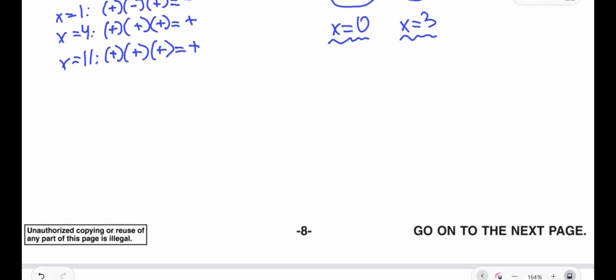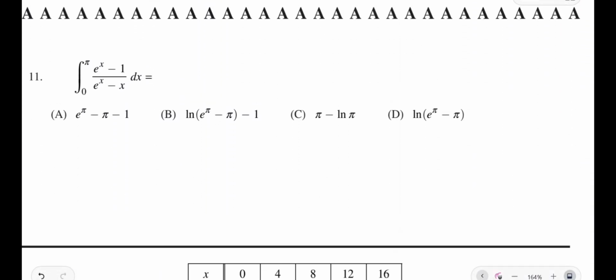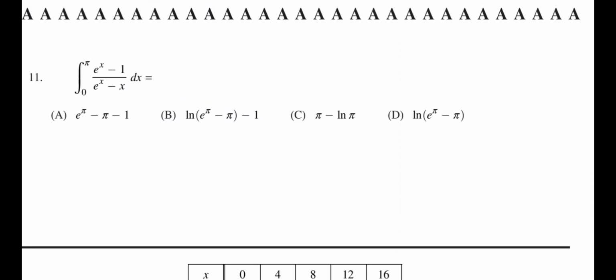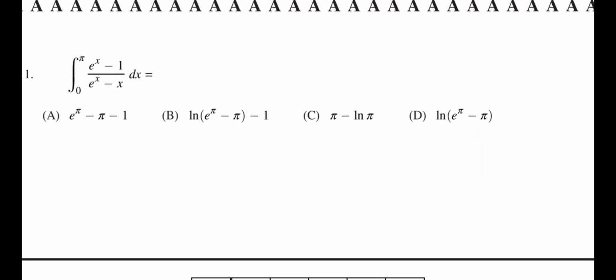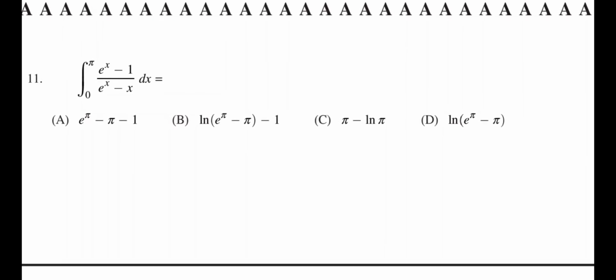All right. Now, number 11, let's evaluate the integral from 0 to pi for e to the x minus 1 over e to the x minus x dx. Now, just by looking at this, we know right away that this would be a u-substitution problem. Because if we choose u to be the denominator, then the derivative of u is in the numerator, which is going to be very convenient for us.